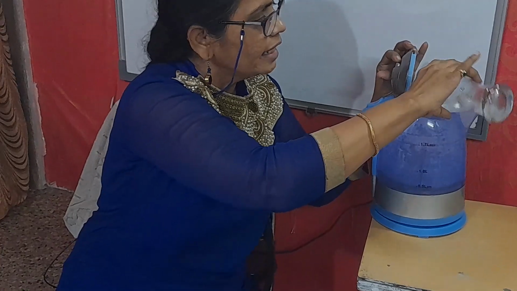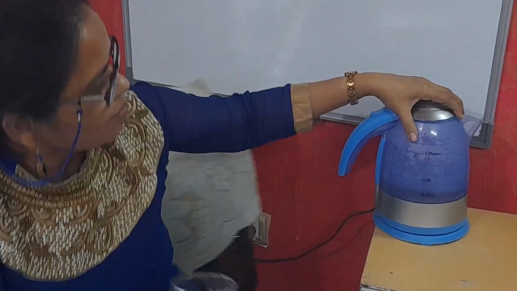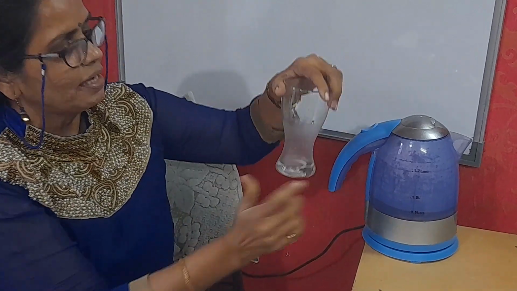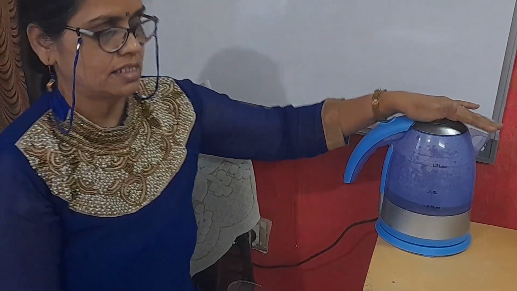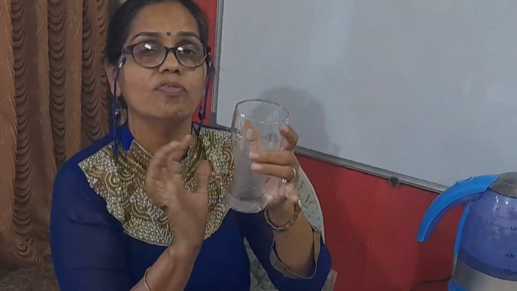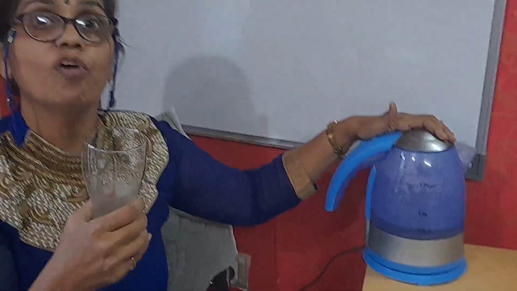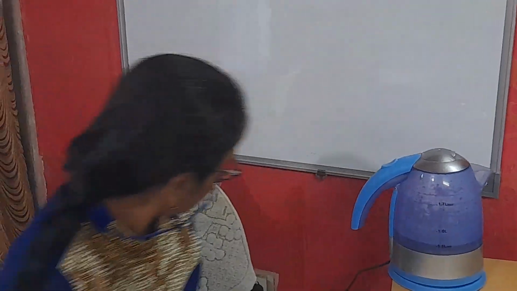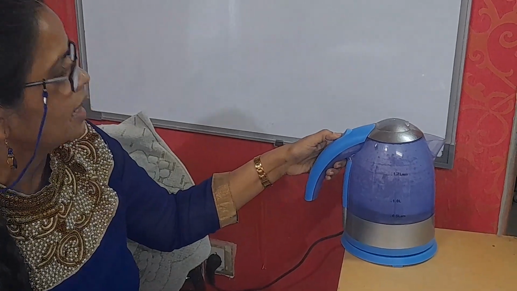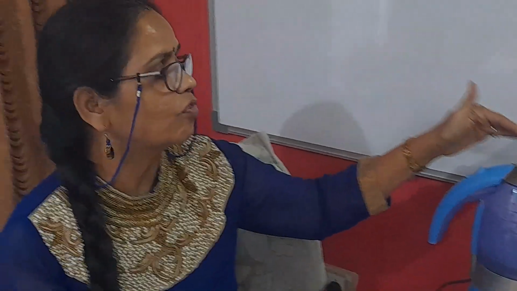If I keep it for some time outside, it will melt, and if I keep it for heating, that will also melt. After melting, it will turn to water, and if I heat that water, it will turn to water vapor. That means ice is a solid form of matter. Then when it turns to water, that is a liquid form of matter. And now when I heat it, you will see the water vapor from the water. That means it is the gaseous state of matter.